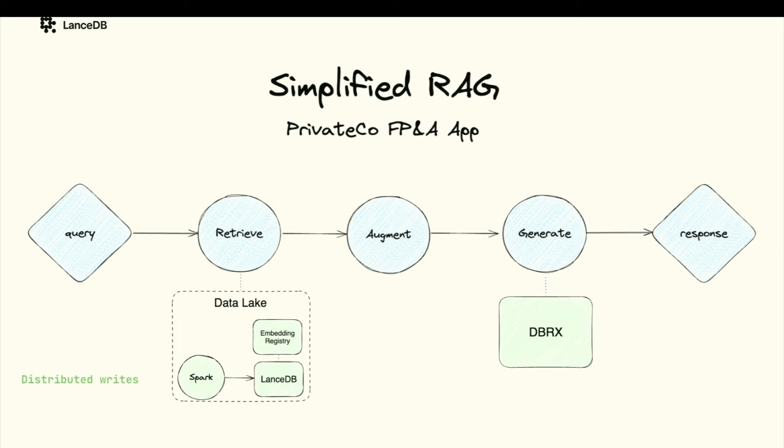And so with Spark and LanceDB, you have distributed writes. You're not sending small batches to an HTTP API for your vector database. You can ingest the internet very quickly. And with the built-in embedding registry, you can swap in third-party APIs with open source models or build your own very easily. And then with DBRX, your generation also stays on-prem and stays private.